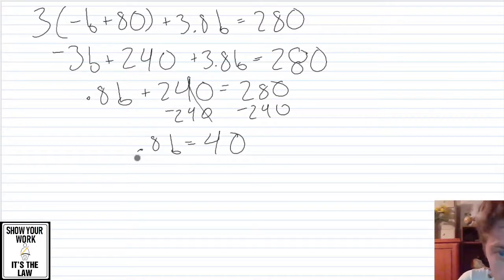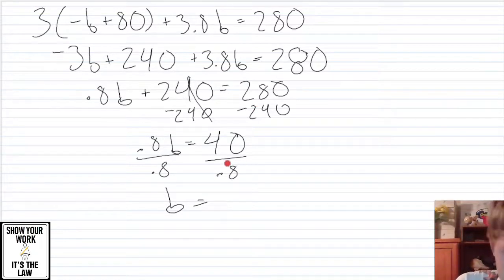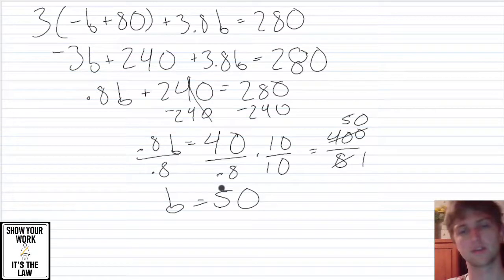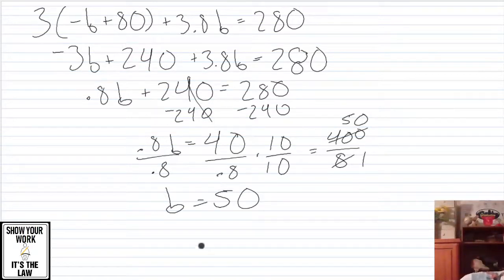All right, divide by 0.8, divide by 0.8. The b equals, and let's take a look. First of all, we want to get rid of the decimal, so let's multiply everything by 10. So that's going to give us 400 over 8. And now, 8 goes into 40 five times, and that extra 0 gives us 50. So the number of pounds of bananas is going to equal 50 pounds, which means the number of apples is going to equal 30 pounds.